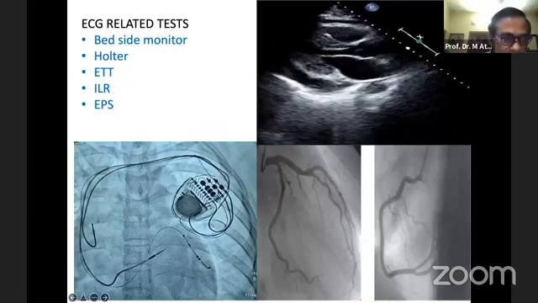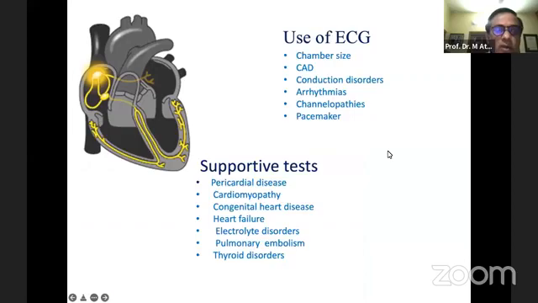So this is the beauty of the ECG. ECG is used for diagnosis of some diseases, not too many: chamber size, coronary artery disease, conduction disorder, arrhythmias, channelopathies, and pacemaker function. These are the common indications for use of the ECG. ECG can also be used as a supportive test in many other cardiac diseases like pericardial disease, cardiomyopathy, congenital heart disease, heart failure, electrolyte disorder, pulmonary embolism, and thyroid disorder. These are supportive, not diagnostic, but ECG can help in many ways to interpret these diseases. So these are the common uses of the ECG.